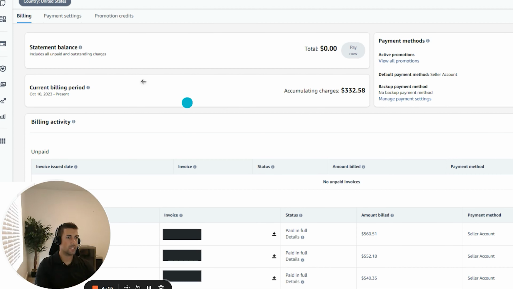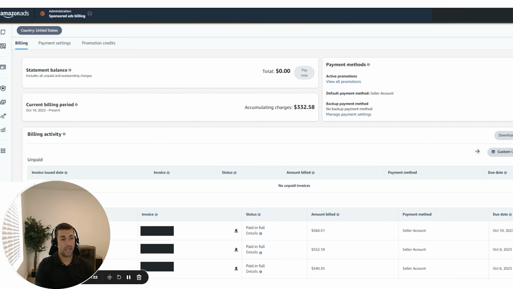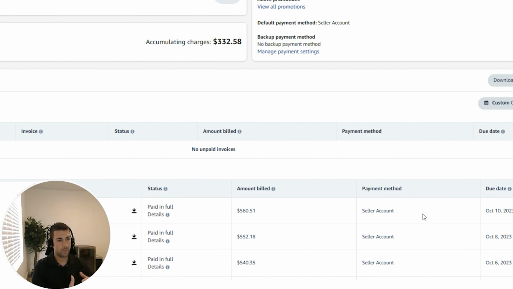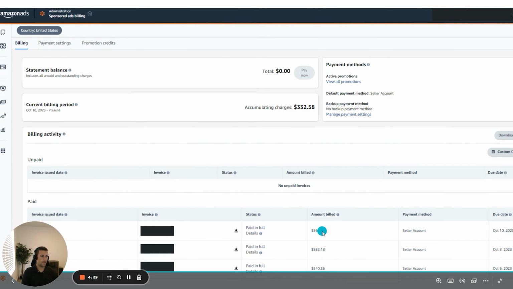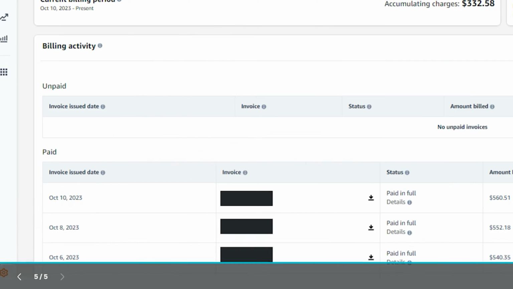The last part is advertising. If you click under advertising invoice history, you can either have your advertising invoice paid out to a credit card or paid out to the account. In this reference, the payments are to the seller account rather than to a credit card. Each amount is billed. Here you'll see the invoice dates, October 10th, October 8th, October 6th.